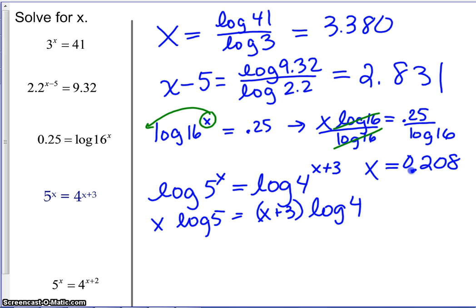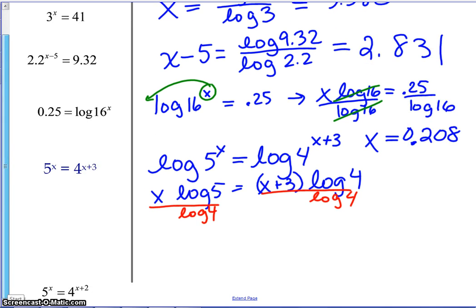And then what I would do depends on where you are, but I think I'm going to divide both sides by log of 4, just because it'd be easier. So I'm going to divide both sides by log of 4. I'm going to need a little bit extra space, and that's okay.